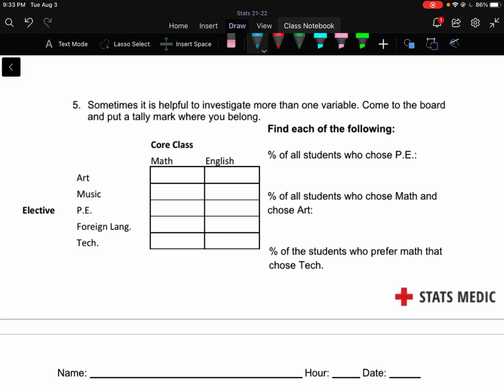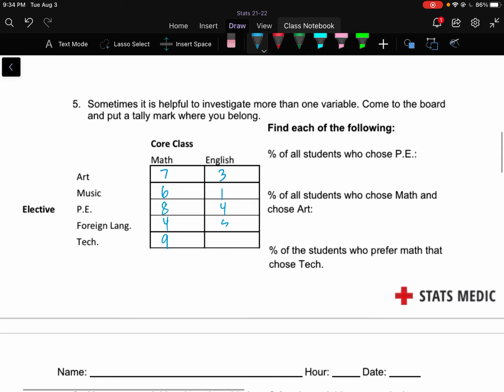And so let's say that for the group of people who like math over English, 7 of them like art as their elective, 6 chose music as their elective, and then we're going to have 8, 4, and 9 for those 3 remaining elective classes. And then for the group of students who prefer English, let's say the numbers break down the following way. 3 for art, 1 for music, 4 for PE, 5 for foreign language, and 4 for technology.